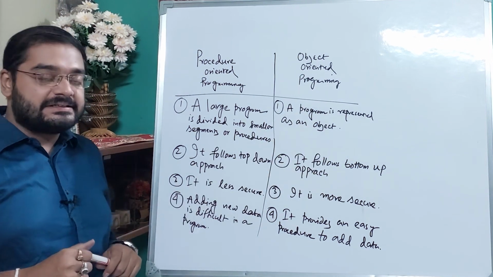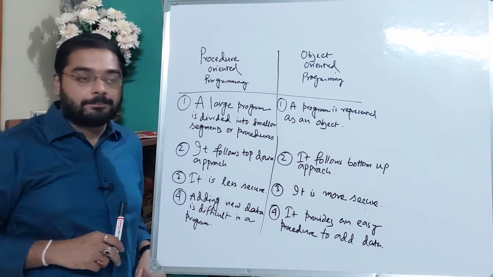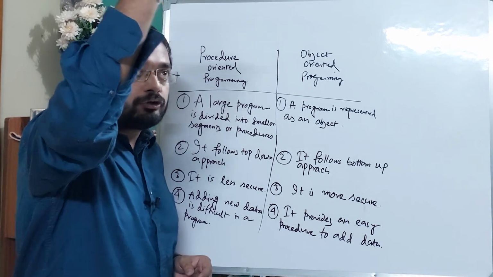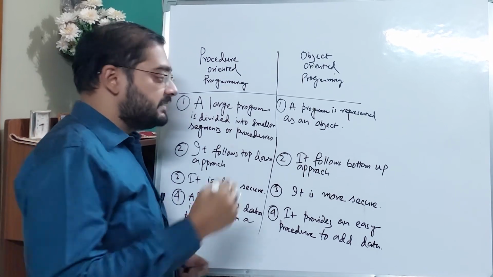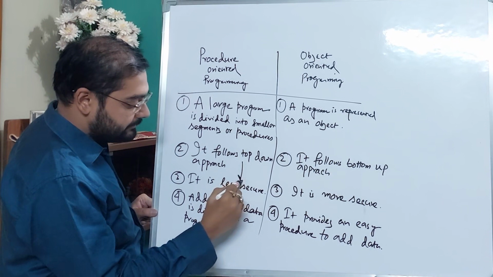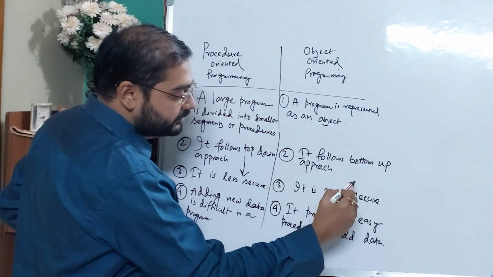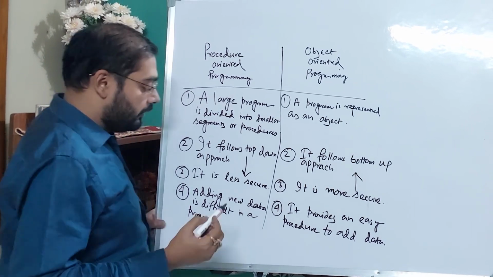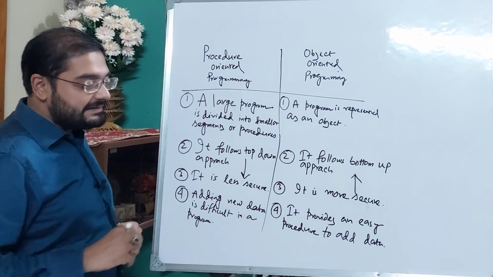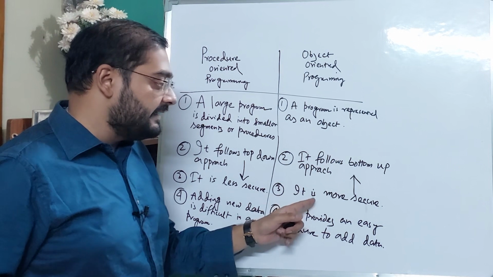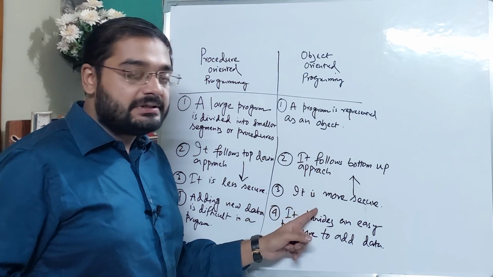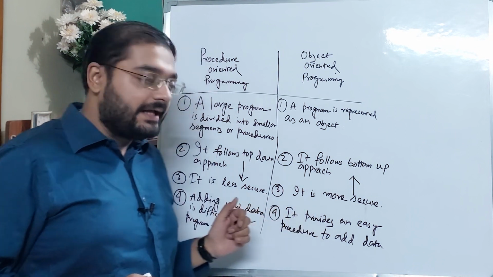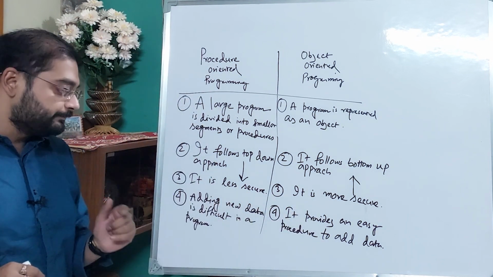The second point is that procedure oriented follows a top down approach, and object oriented follows a bottom up approach. Top down approach means top to bottom. The third point is that procedure oriented is less secure and object oriented is more secure. The security is very high in object oriented programming.